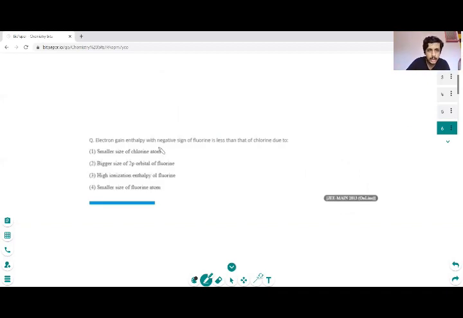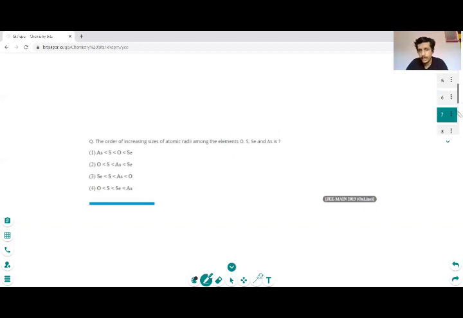The next question is quite simple. The electron gain enthalpy with negative sign of fluorine is less than that of chlorine, which we have seen previously. The reason they're asking, I think it is quite clear by now, is the smaller size of the fluorine atom. The smaller size makes it difficult to get the electron. Hence, the smaller size of the fluorine atom makes its negative electron gain enthalpy lesser compared to chlorine.